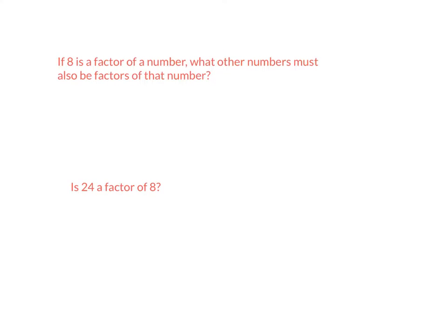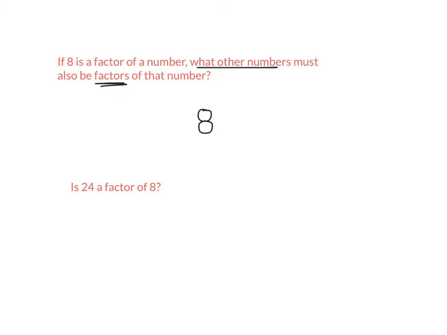On yesterday's exit ticket, there was this question. If 8 is a factor of a number, what other numbers must also be factors of that number? So if there's a number where 8 is a factor, what is a number where 8 might be a factor? Like 16, right? Or 24, 40, 80, 88, right? 8 is a factor of a number. We don't know what the number is. It doesn't really matter. The question is asking what other numbers are going to also be factors.